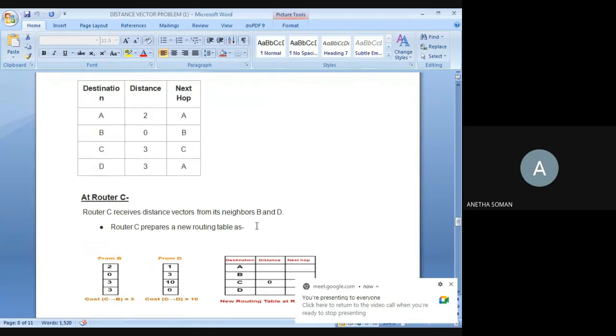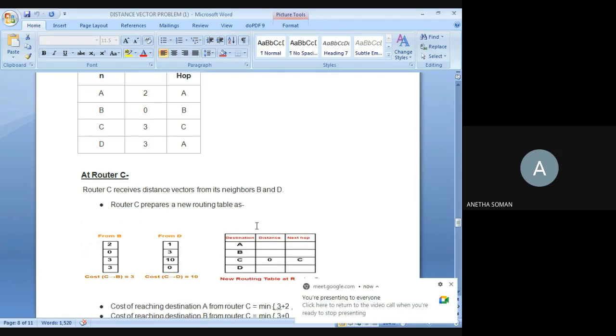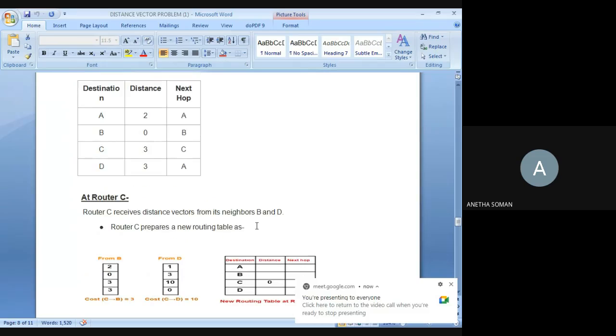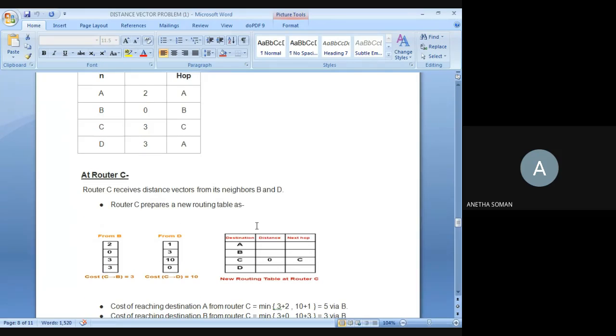What is the cost of, now the fixed cost is C to B it is 3 and C to D it is equal to 10. That you have to write it, okay? Now, what is the cost of reaching destination A from router C? 2 plus 3 or 3 plus 2, then 10 plus 1. Right? Now what is the answer? Minimum is 5. 5 via B, right?